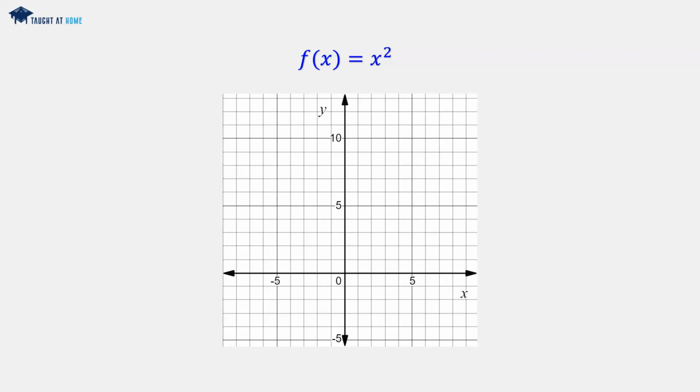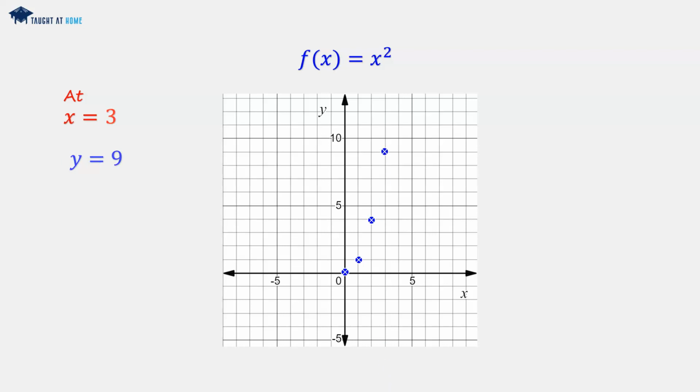And let's now take a look at the shape of this function. So let's start plotting some points. When x is 0, y is 0 squared, which is 0. So we can put a point at the origin. When x is 1, y is going to be 1 squared, which is 1. When x is 2, y is going to be 2 squared, which is 4. And when x is 3, y is going to be 9.